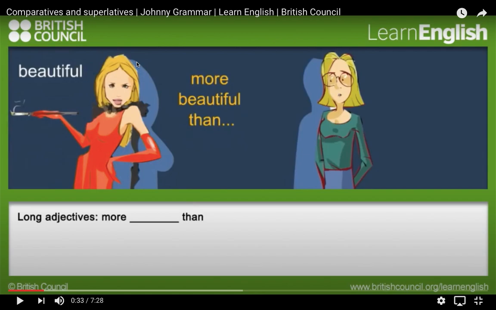Some adjectives are long adjectives, such as beautiful. So, when we put it in a comparative form, we add the word more instead of er. So, this woman is beautiful. This woman is more beautiful than her. So, we add more and than to the adjective to make it in the comparative form.